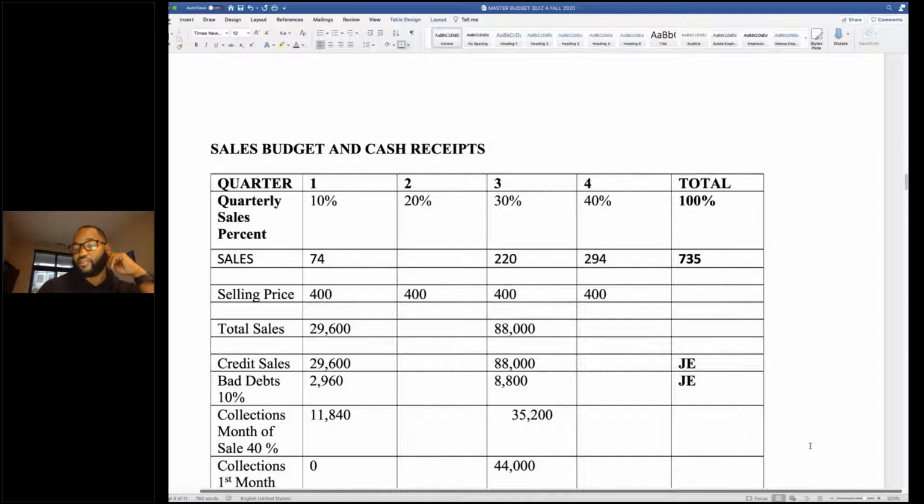When we did the sales budget, when you look at the sales budget for the collection of first month after sale, it's the credit sales times the 50% to get that number for part two. Quarter two, yeah, you do that, but you don't use those same percentages though. It should be different percentages.